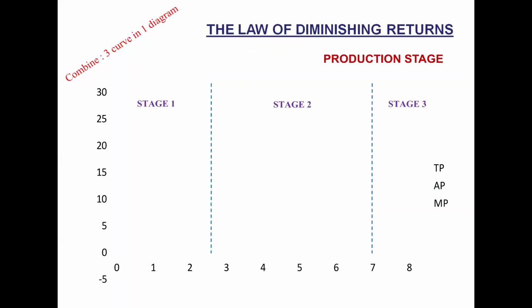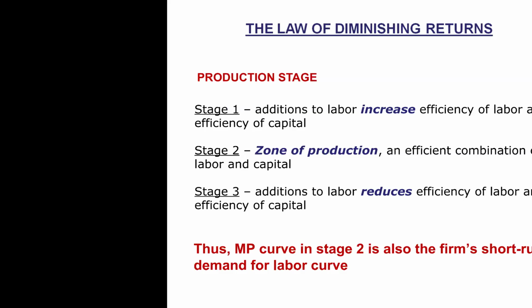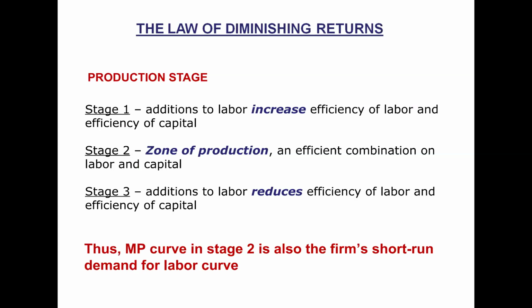So you've seen the stages, right? The stages are here. These are the 3 stages that you have. First stage, up to 3, somewhere there. Second stage, between 3 up to somewhere 7. And the last stage. So the first stage is what you call increasing returns to scale. At that point, additions to labor increase the efficiency of labor and efficiency of capital. So that is what you mean by increasing returns to scale.